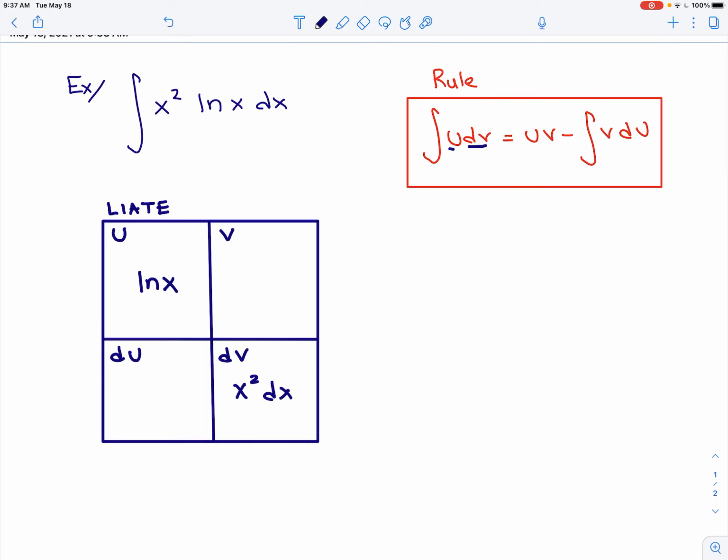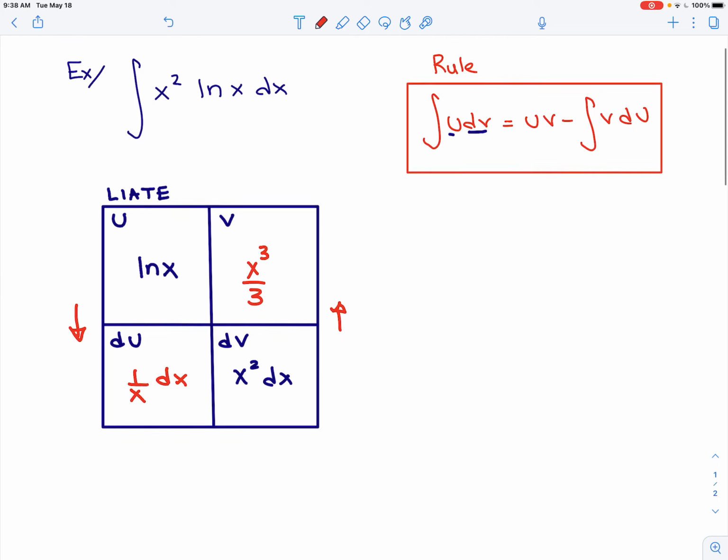Then I'm going to fill in the other two parts by taking the derivative, so 1 over x, and because this is just du, I'm bringing my dx to the other side. And then going this way, I'm just integrating, and the integral of dv gives me v, and the integral of x squared gives me x cubed over 3. And then nicely, this sort of just makes a little 7 here. See, u times v, and then minus these two.